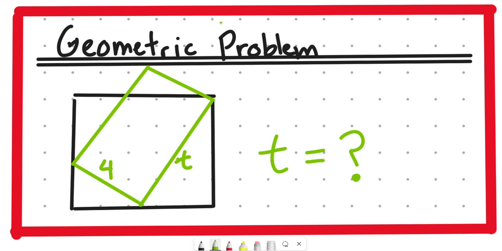In this video, we're going to talk about a specific geometric problem which you see here. This is a geometric problem where we have to find the number for t. As you see, the green shape is a rectangle, and the shape in black is the square. So we are going to try to find out the value of t in this video.